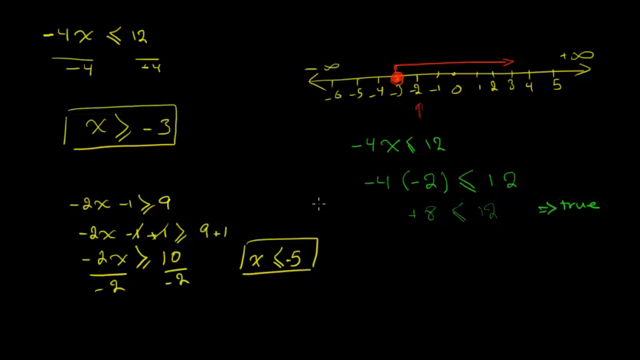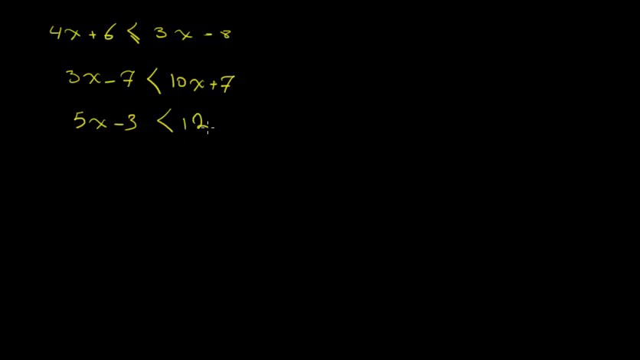Now we know how to solve inequalities. Let's do some practice at home. 4x plus 6 less than or equal to 3x minus 8. 3x minus 7 less than 10x plus 7. 5x minus 3 less than 12. 30y less than or equal to 10. n over 25 less than or equal to 5. Minus 5x is larger than 75.